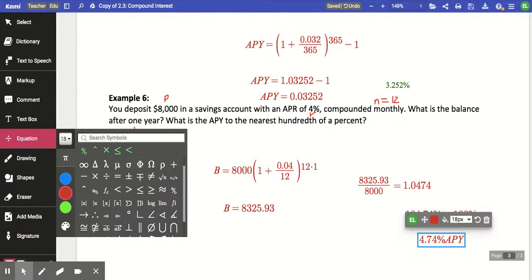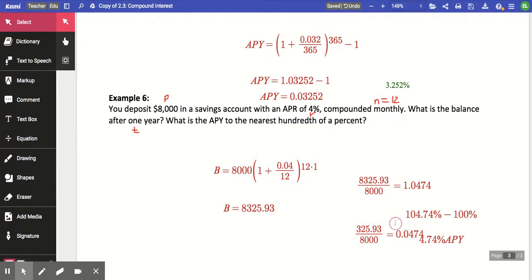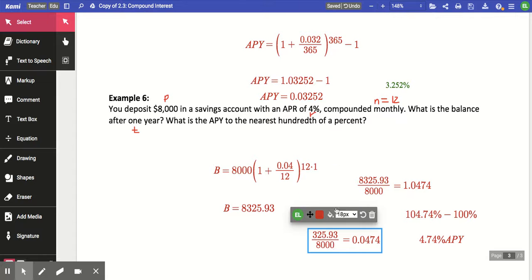So notice 4.74 is actually significantly higher than 4% in this case. I could also get around this step by just taking the total amount of interest, $325.93, dividing that by my principal, and that's going to tell me my APY as well. So again, a few different ways to look at this.